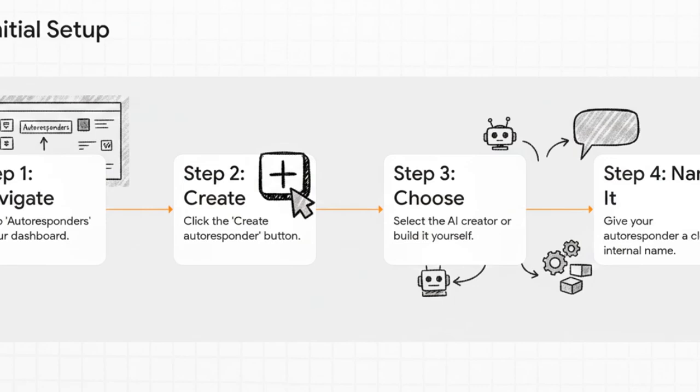Now, GetResponse might offer to use its AI creator, but for today, we're going to build it ourselves just so we understand all the moving parts. Then, give it a name, something clear like Welcome Email, Day 0. This is just for you, so make it something you'll recognize later.